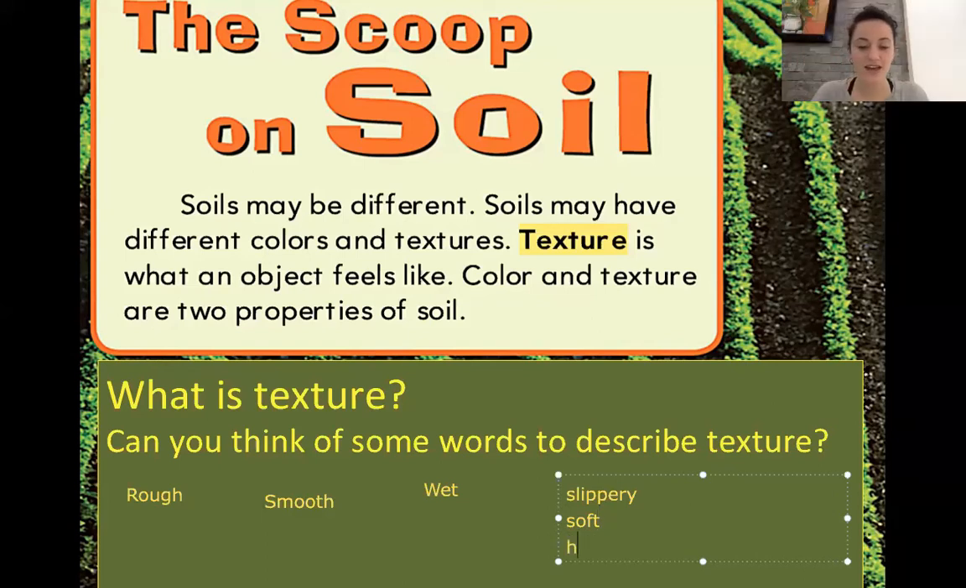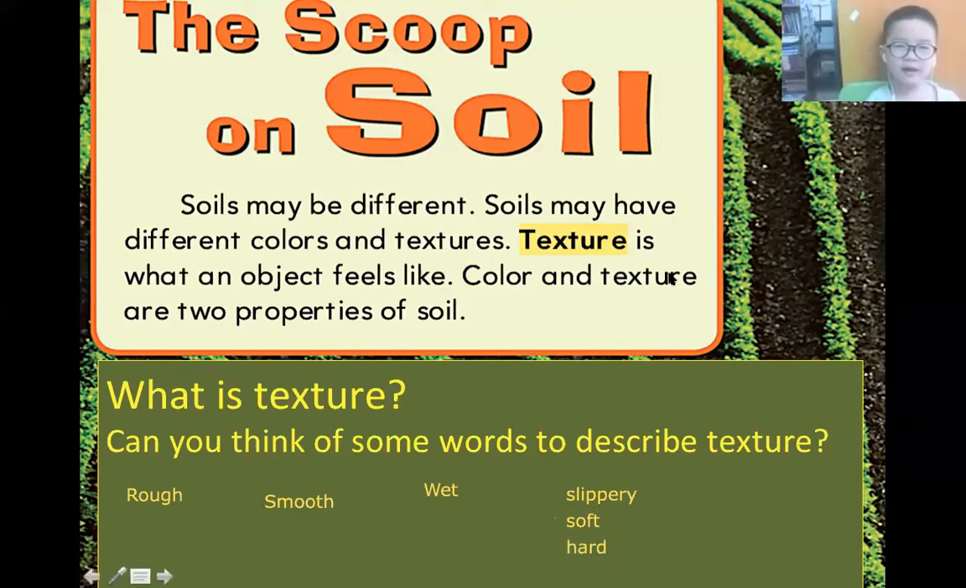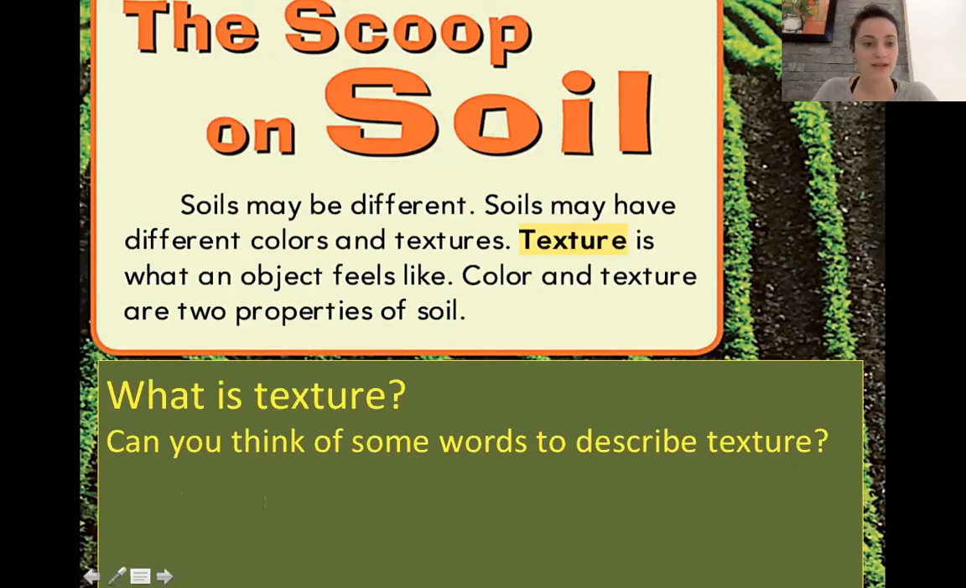Hard, very good. What about clay? Clay is soft, right? Yes. There is clay in soil. So maybe clay would make soil more soft. Rocks might make soil more rough. So these are some really good ones.